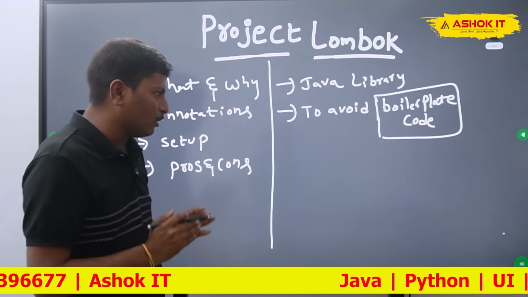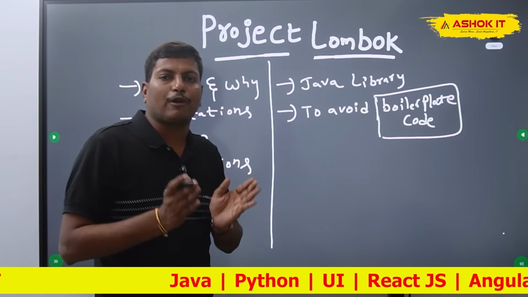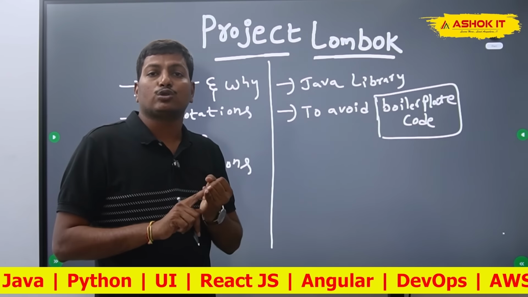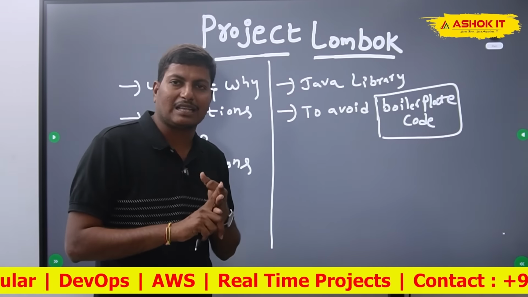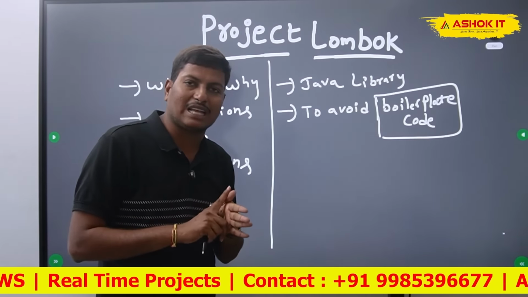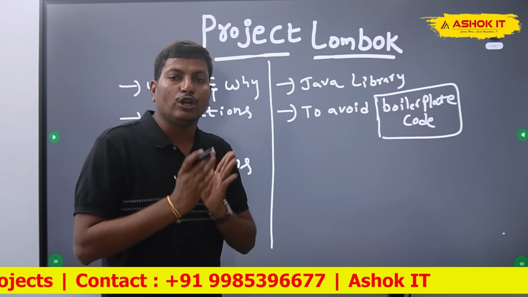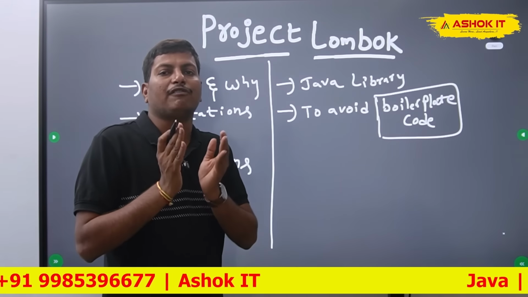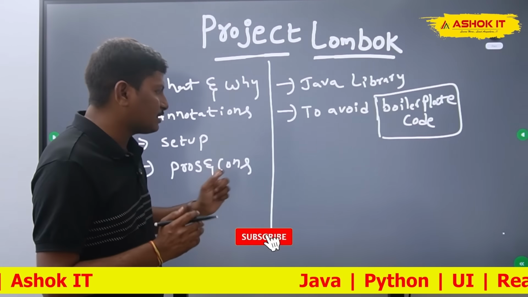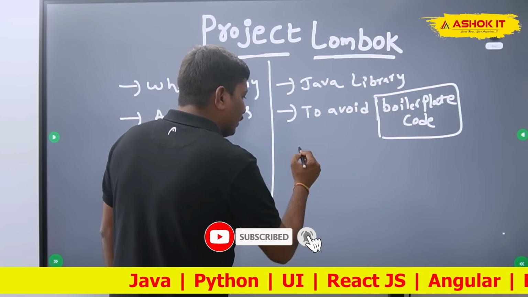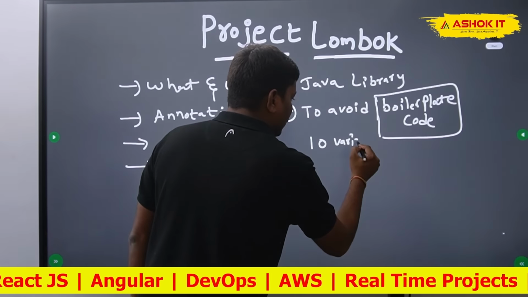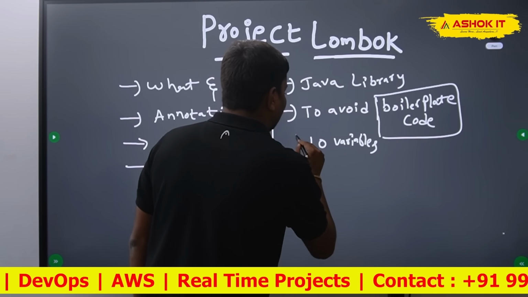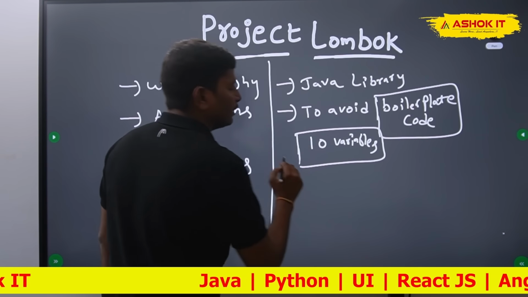So if you observe, when we are developing a Java project, we are going to create so many POJO classes, entity classes, form binding classes, command classes, DTO classes to represent our data in the form of objects. Let's take one simple example. If you are taking one Java class with 10 variables, okay, there is one POJO class available with 10 variables.